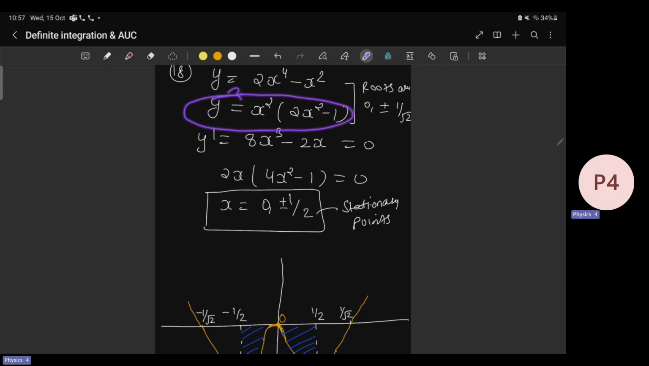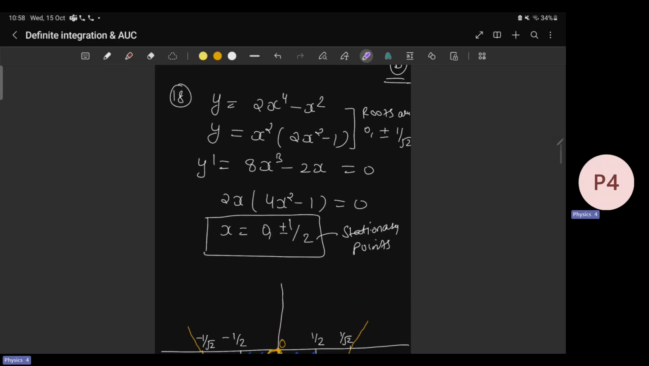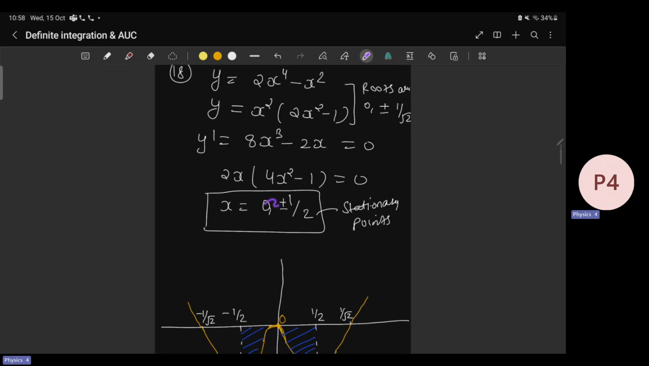Take x square common. This is x square (2x square minus 1). Put equals to 0, and we will find the roots of this equation, that is 0 and plus minus 1 by root 2. So roots are 0, 1 by root 2, minus 1 by root 2. Now we will find the stationary points. Differentiate this, that will be 8x cube minus 2x. Take 2x common, 4x square minus 1 equals 0. So stationary points are 0, plus minus half.